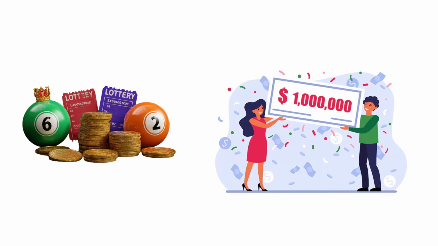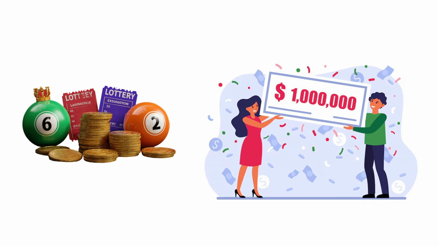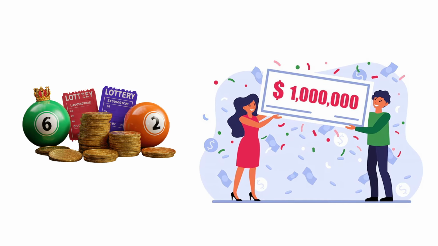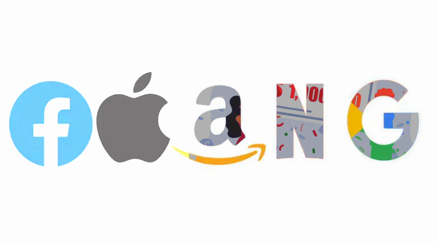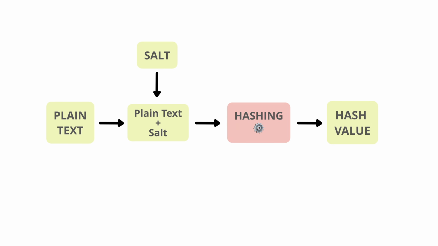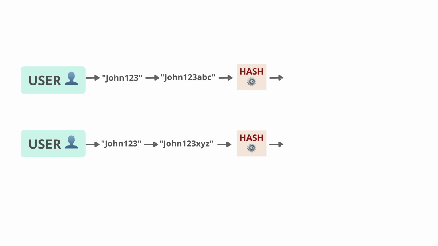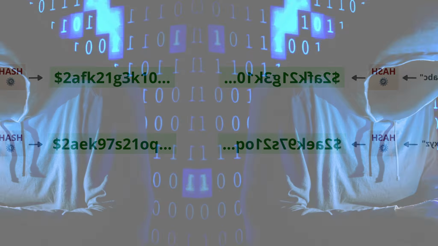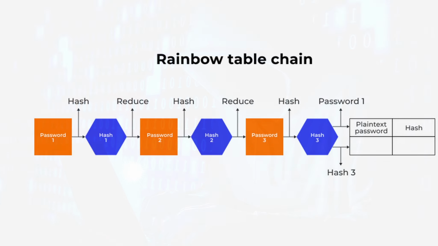Think of it like this, winning a lottery once is already incredibly rare. Now imagine winning that lottery every single day for your entire lifetime. That's roughly the kind of impossibility we are talking about. Wow. Modern websites add another layer of protection. Before hashing your password, they generate a unique random value called a salt. The salt is combined with your password before hashing. So even if two users choose the exact same password, their stored hashes become completely different. This also prevents attackers from using huge pre-computed lookup tables known as rainbow tables.